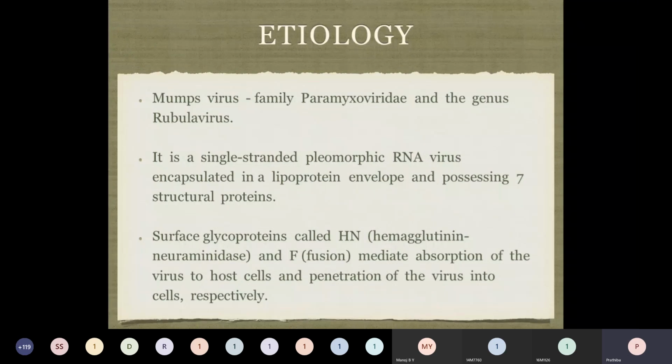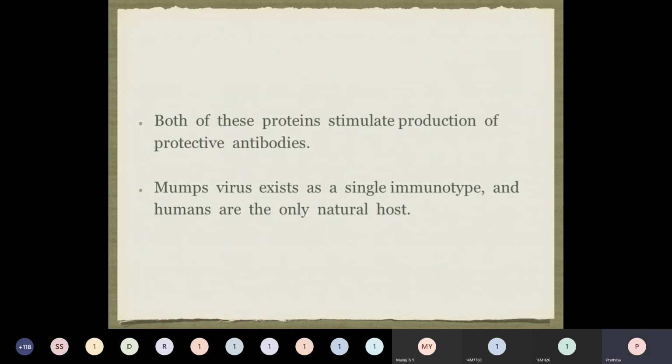What type of virus is it? It is a single-stranded pleomorphic RNA virus, enclosed in a lipoprotein envelope and possessing 7 structural proteins. The surface glycoproteins are HN, that is hemagglutinin and neuraminidase, and F for fusion, which mainly mediate attachment of the virus to host cells and penetration of the virus into the cells respectively. What will these two proteins do? They will stimulate the production of protective antibodies.